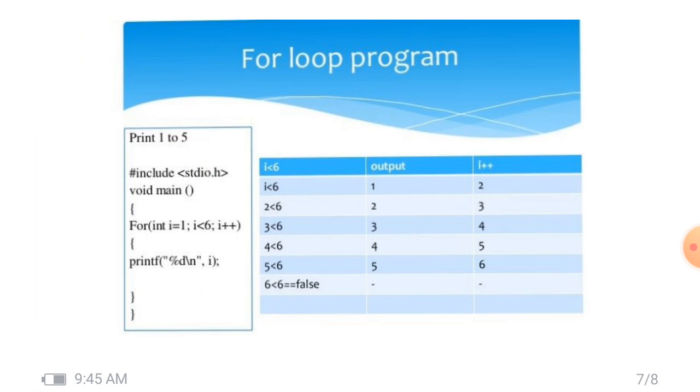i is initially 1, then i plus plus, so the current value of i is 2. Then check 2 is greater than 6, yes, the condition is true, then enter the for loop again, %d slash n and print the i's value. i is 2, so the output is 2. Again it goes to i plus plus. i is initially 2, then i plus plus means i is incremented and stores the value 3. Then again check the condition, 3 is greater than 6, the condition is true. Again it goes to printf. This is our for loop program.